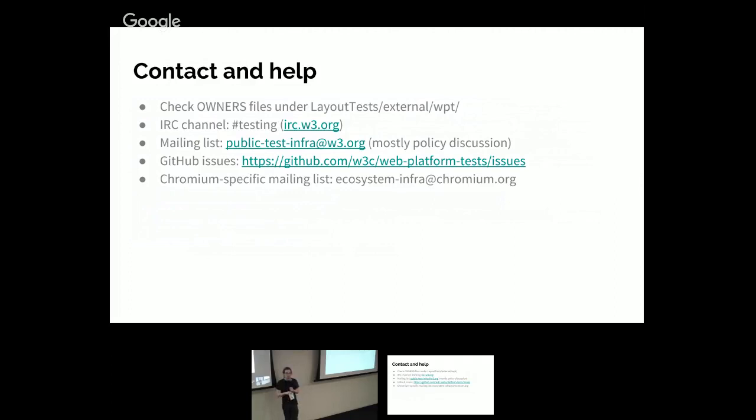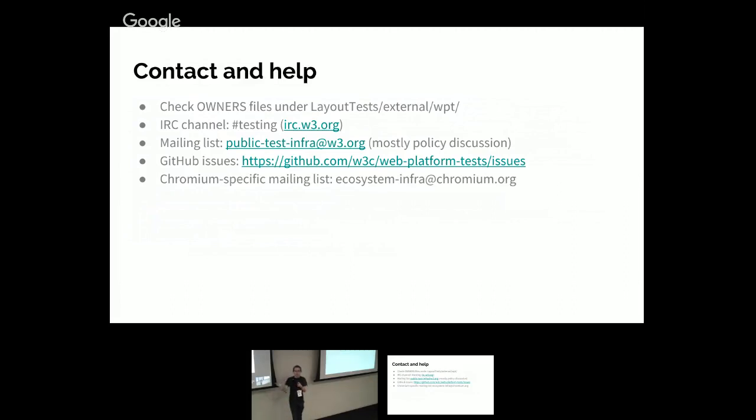If you need help in general around web platform tests, there's a few things. If you want advice about some specific test, you can try asking people named in the owners files. More generally, there's an IRC channel on the W3 IRC server, which generally has people around it, and all kinds of stuff gets asked there from time to time. There's a mailing list which is mostly about policy nowadays.